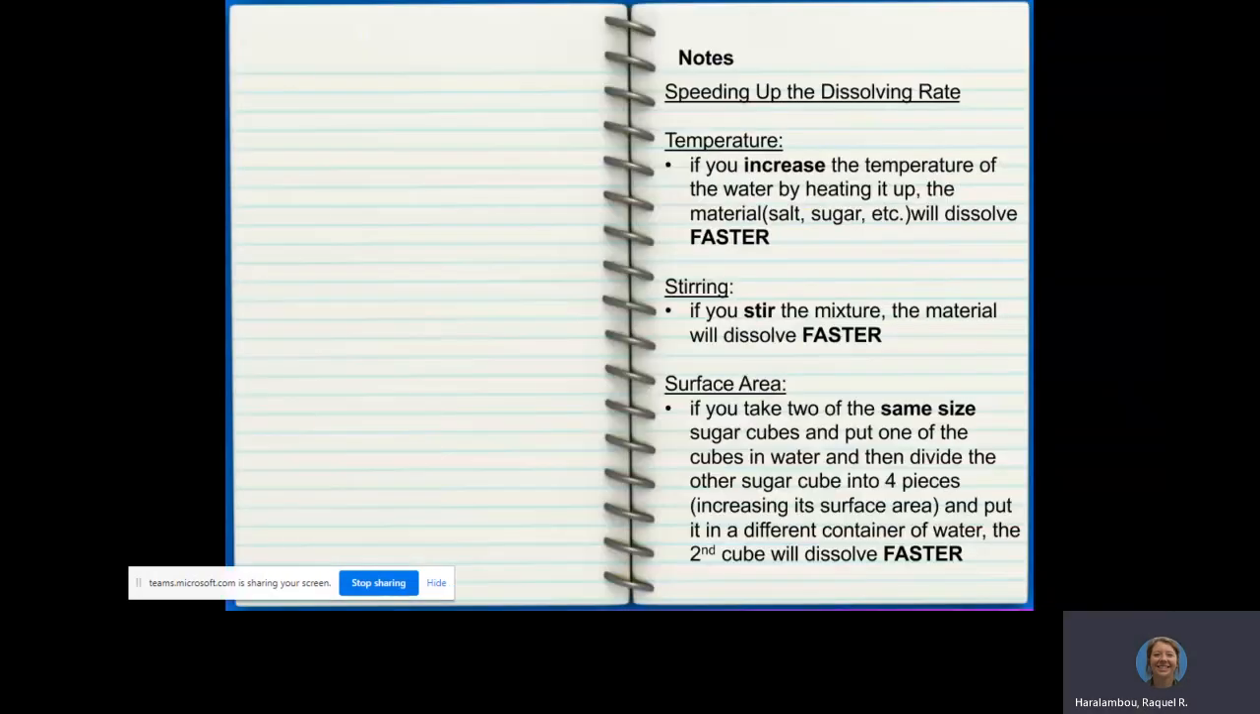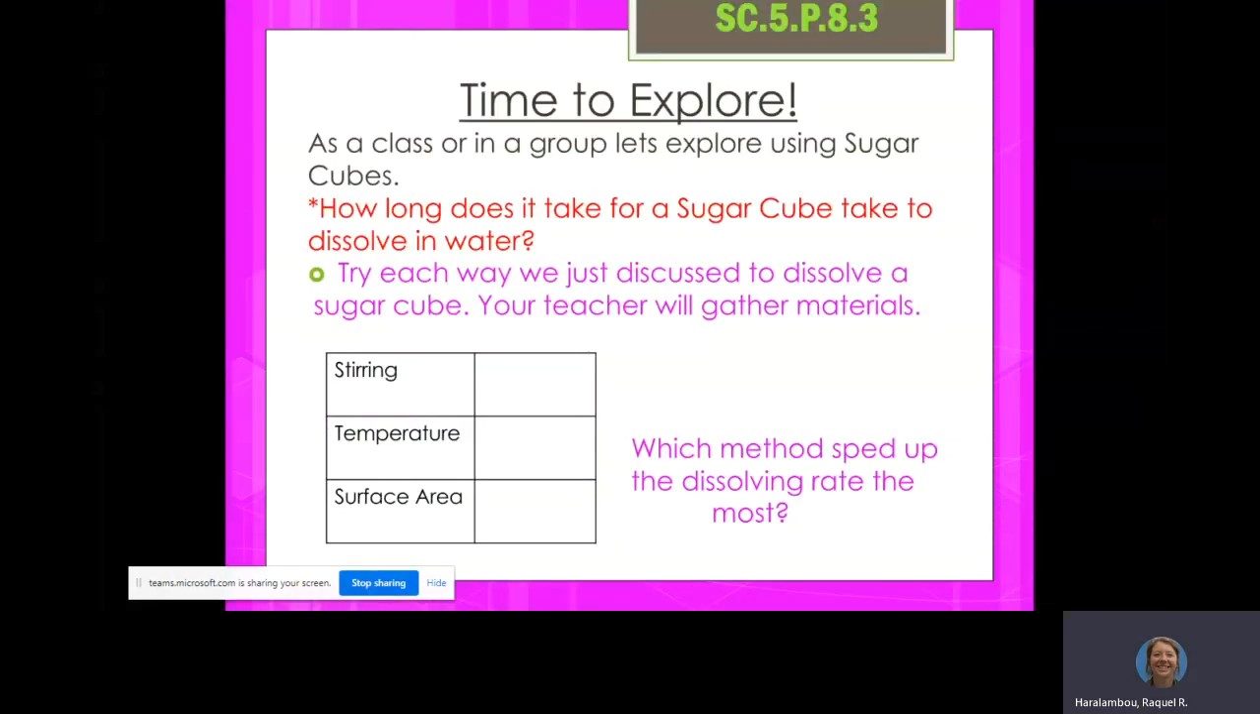Try this at home too. If you have sugar cubes, take a sugar cube and put it into hot coffee, and then take a sugar cube and chunk it up a bit, hit it with something, make it into pieces and put it in. Don't stir, and see which one dissolves faster. Here's a good way to collect your data if you're going to do something like that.